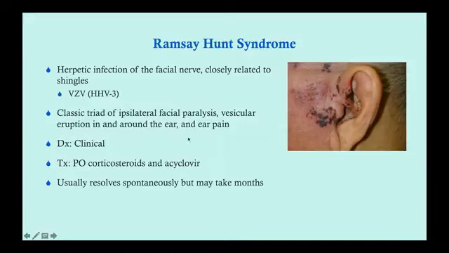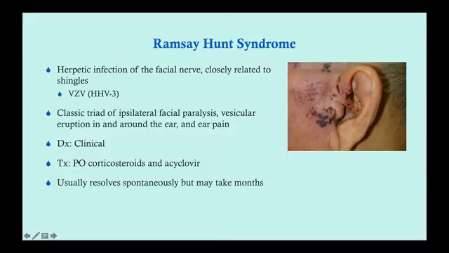It is caused by varicella zoster virus, also known as HHV3. This is the virus that causes chickenpox, so very similar to shingles. The classic triad is ipsilateral facial paralysis, vesicular eruption in and around the ear, and ear pain. It doesn't always have this facial paralysis, though. So if you ever see this shingles-like pattern around the ear, it could easily be Ramsay-Hunt syndrome. But facial paralysis is common. I imagine they will give you the facial paralysis on the USMLE because they're probably going to give you a pretty classic case of Ramsay-Hunt.